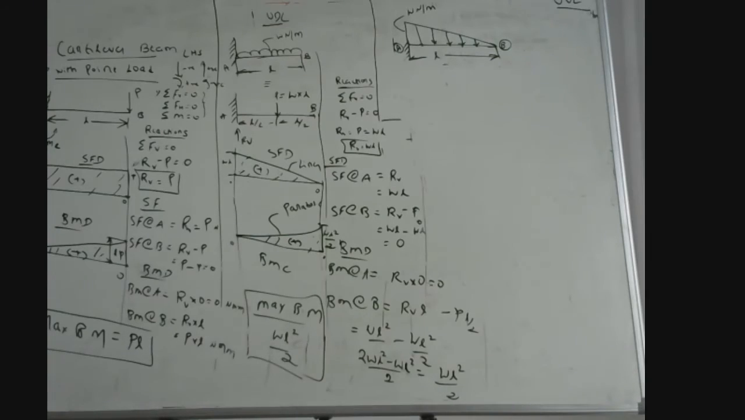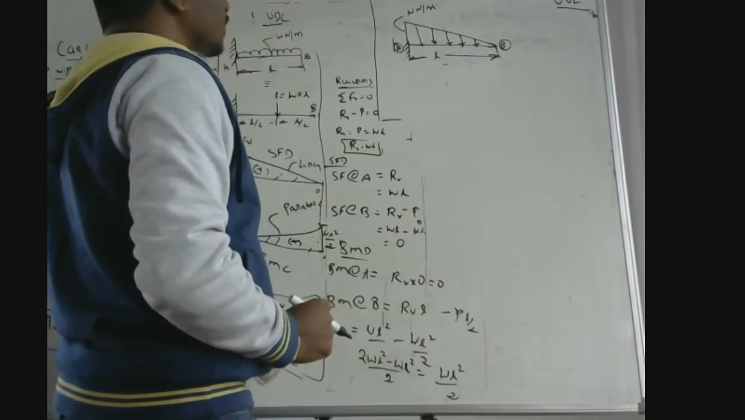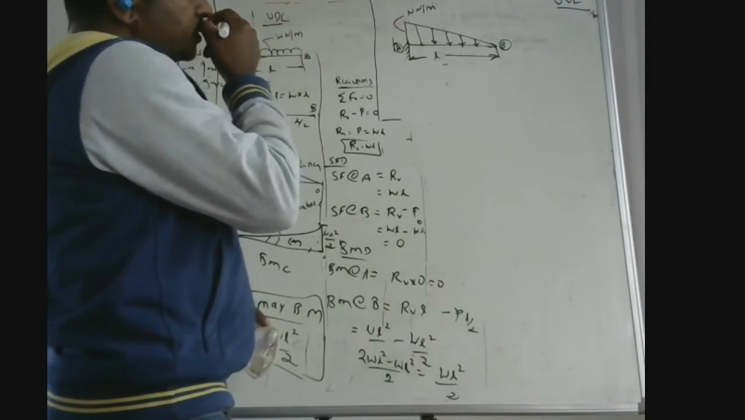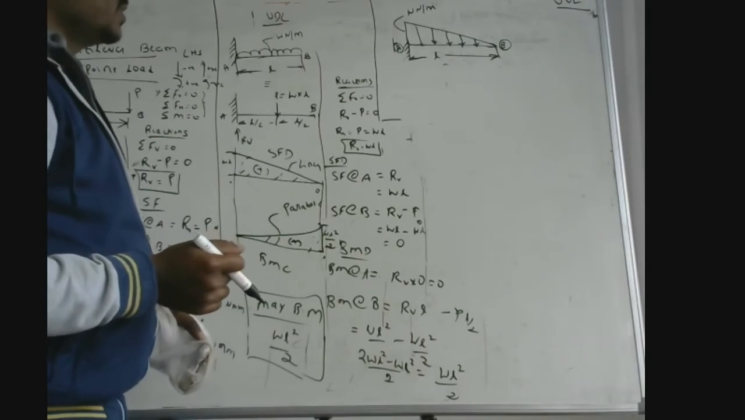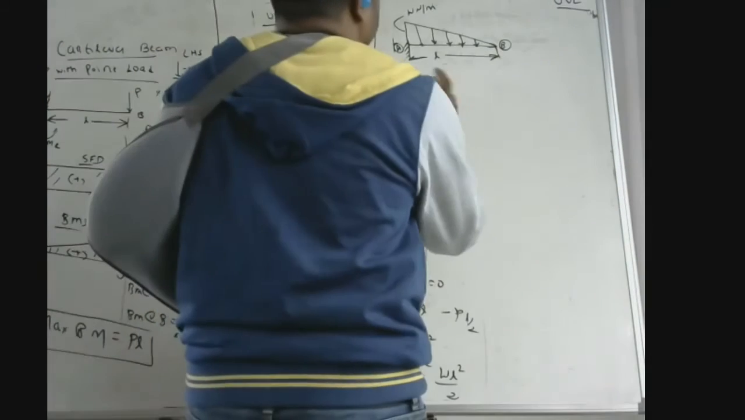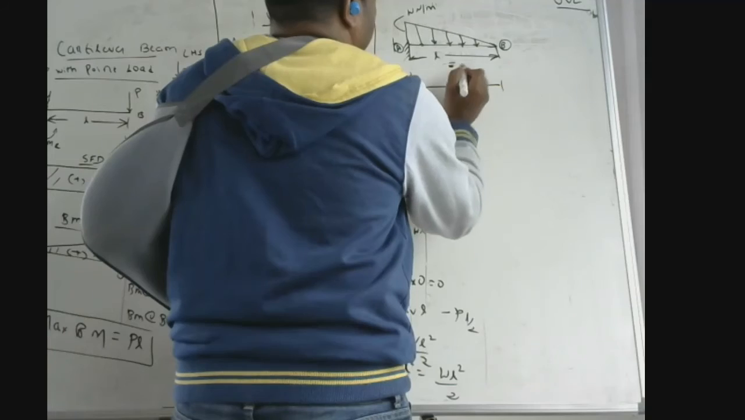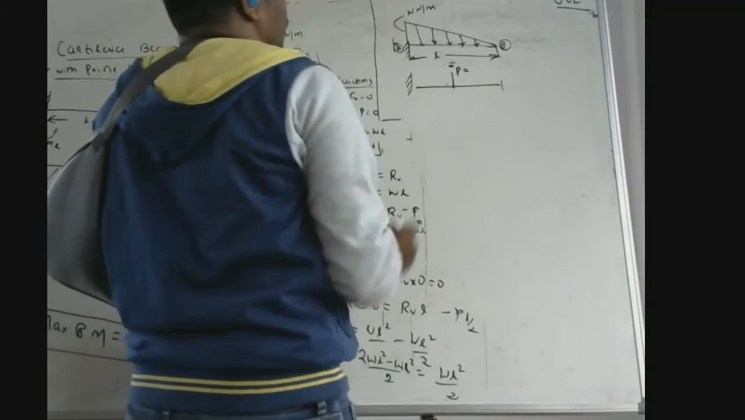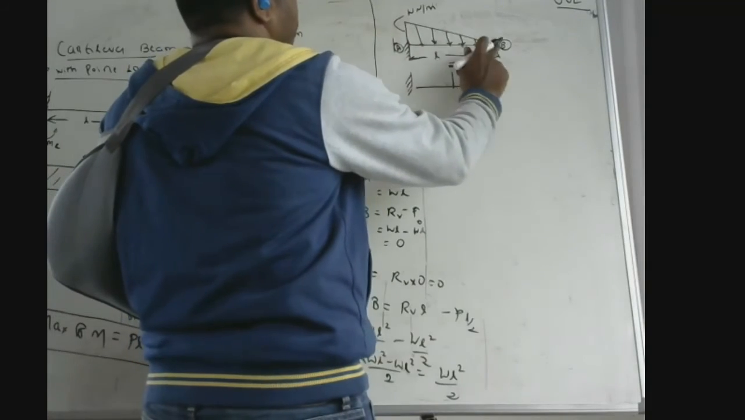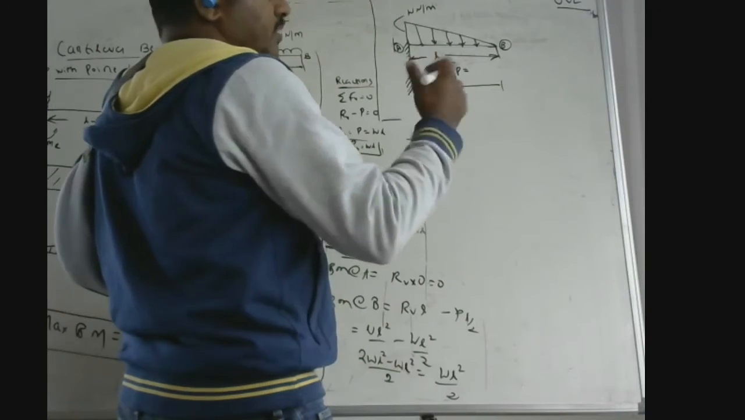Okay, let's take the third case, subject to UVL. As I told you, we're discussing different types of load conditions. Whenever a UVL is given, we convert it to an equivalent point load. Therefore, what is the magnitude of P first? It looks like a triangular, trapezoidal, triangular UVL load.